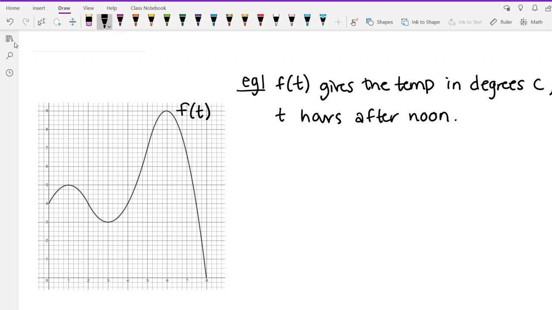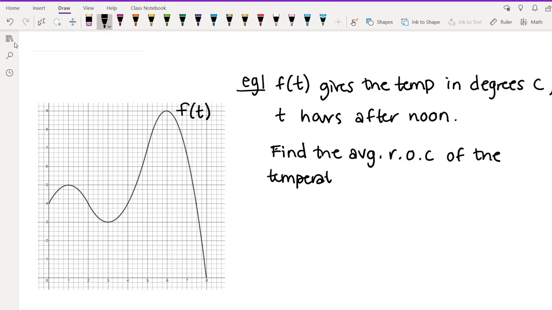So what do we want to find in this example? Let's find the average rate of change of the temperature, and let's do that from 3 p.m., or actually, sorry, let's do it from 2 p.m. to 6 p.m.